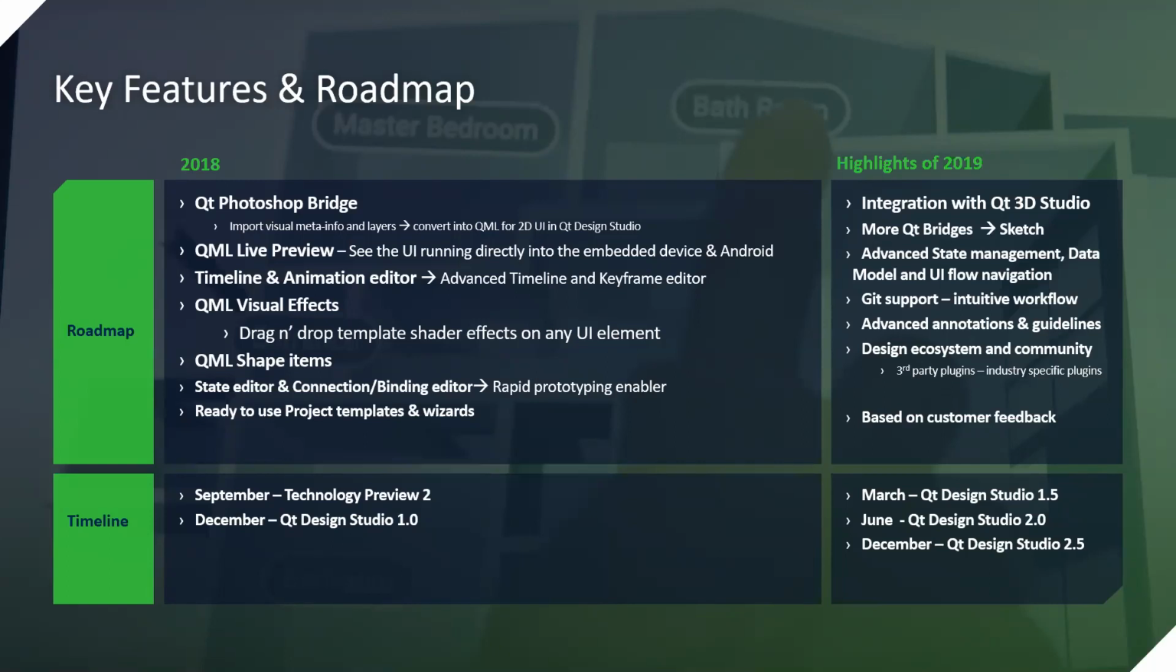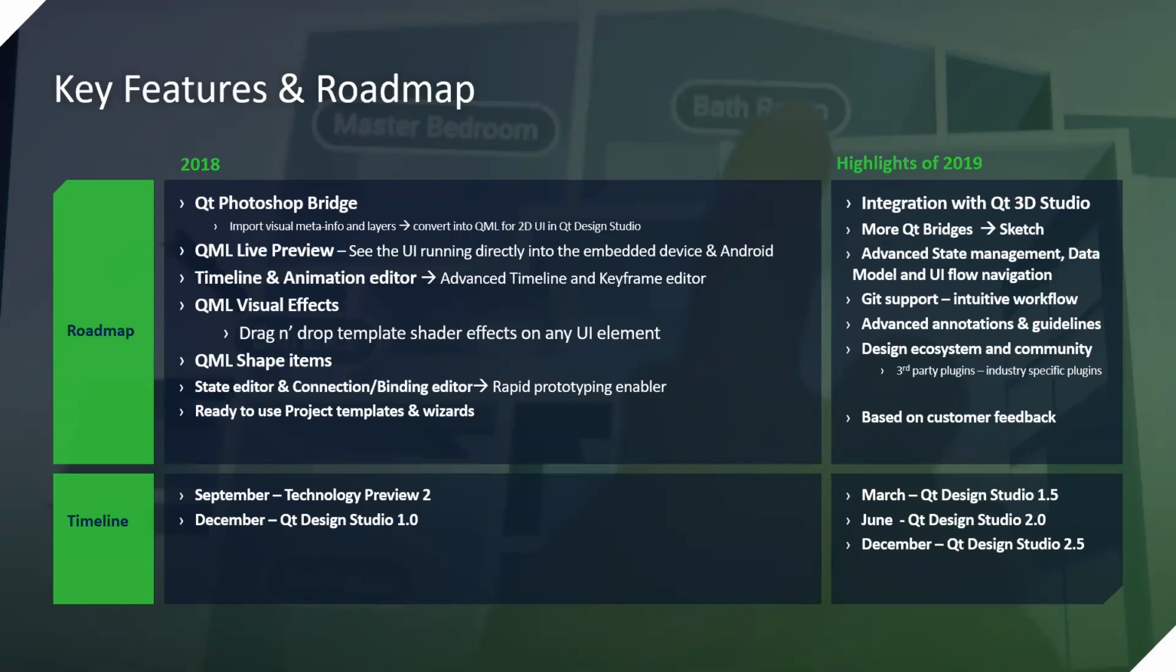We're looking to integrate better with Qt 3D Studio. We want to make it very easy and smooth to use Design Studio and Qt 3D Studio to create UIs that are 2D and 3D and combined. We are also looking to create more Qt bridges, like the Photoshop bridge. We are looking now at Sketch, and this is something we're hoping to get sometime early 2019.